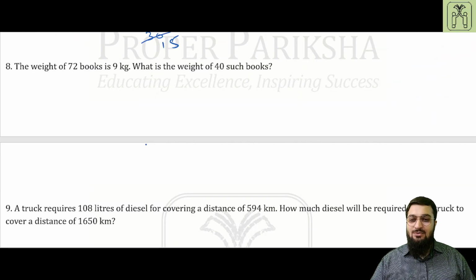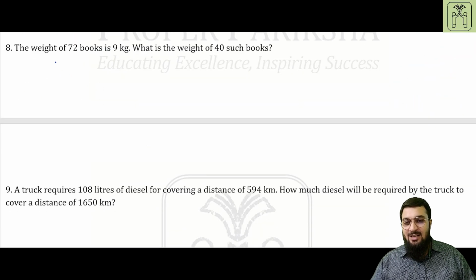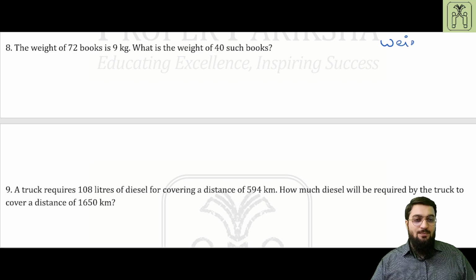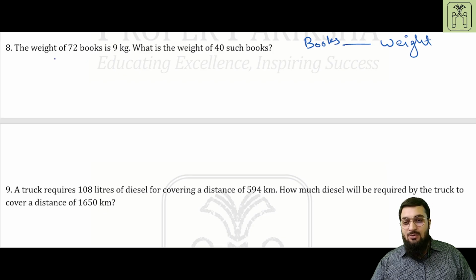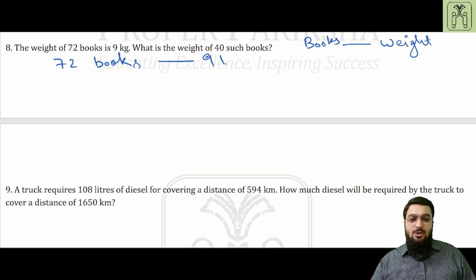Coming to question number 8. The weight of 72 books is 9 kilo. What is the weight of 40 such books? So weight is to be found out on the basis of number of books. This order will be followed. So 72 books are weighing 9 kilograms.